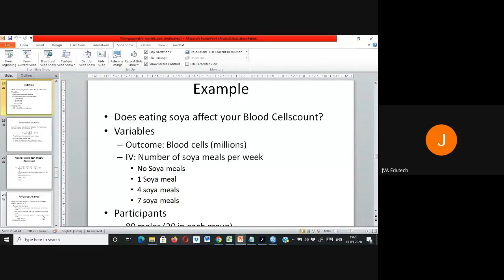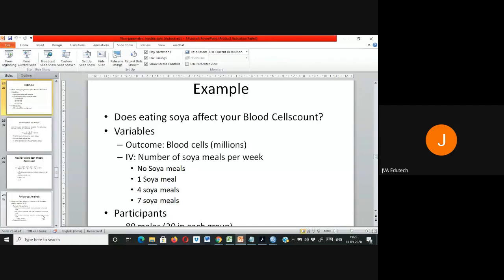So that is 1 meal versus 4 meals, then no meals versus 7 meals, again 1 meal versus 4 meals, 1 meal versus 7 meals, and then 4 meals versus 7 meals. So it will become 6 different tests. And if we do these 6 different tests, what we are actually doing at the very basic level is performing the Mann-Whitney test 6 times.